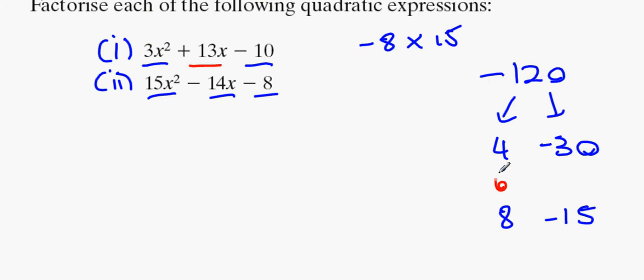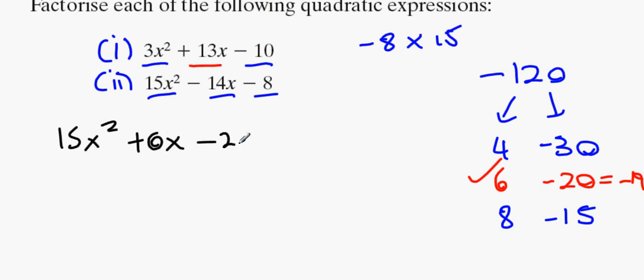How many times does 6 divide into 120? Minus 20 times. 6 minus 20 gives you minus 14, and this is exactly what we're looking for, okay? So what we're going to get here is 15x squared plus 6x minus 20x, because we're changing the 14x into 6x minus 20x, which is the same thing, minus 8.